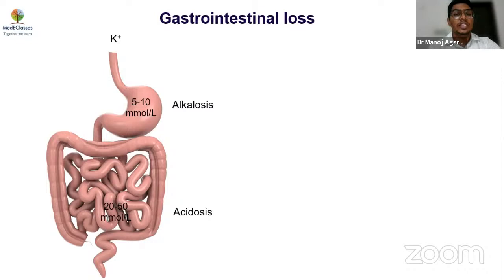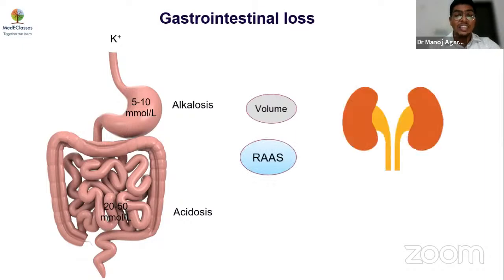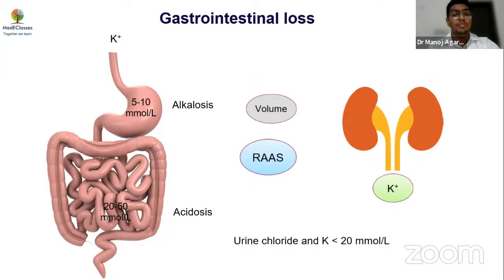So it can't directly cause hypokalemia, but due to the excessive acid loss, there will be alkalosis which triggers RAS excess, and due to the volume contraction, there will be RAS activation, and this RAS activation causes potassium loss from the body. But in this particular condition, urinary chloride and potassium will be less than 20 millimole per liter. So in the general pediatric OPD, these are the main causes of hypokalemia, mainly diarrhea, and vomiting causing hypokalemia due to the alkalosis and due to the volume loss.